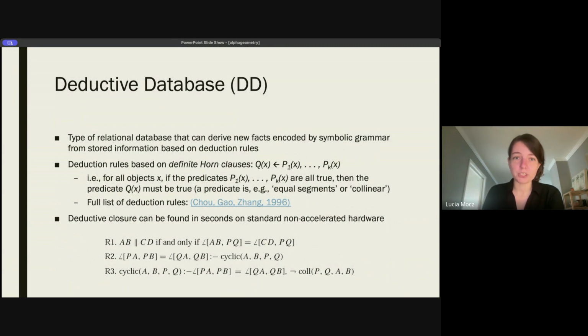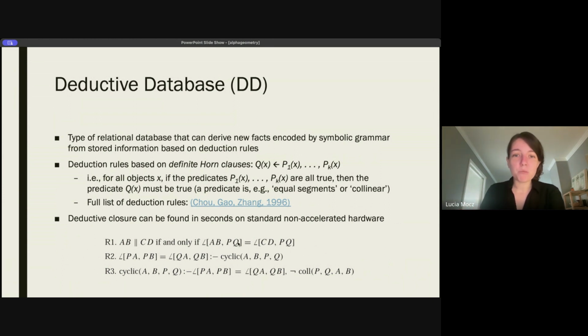This is a type of relational database such that new facts can be derived based on the information that is stored in the database. You don't have to have a lot of knowledge about relational databases to understand what this is doing. What this is doing is taking some statements in the symbolic grammar and chaining them together, in the case of geometric reasoning, based on what are called definite Horn clauses, and it's producing new predicates which are necessarily true.